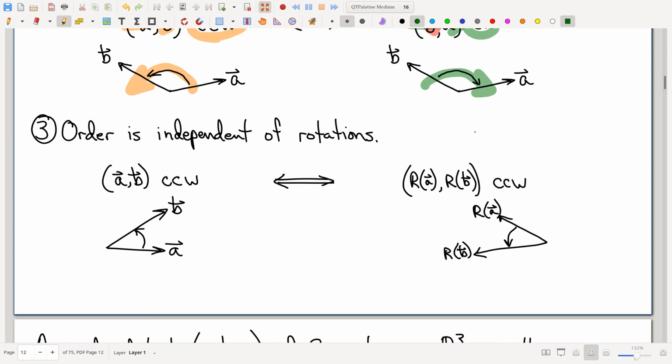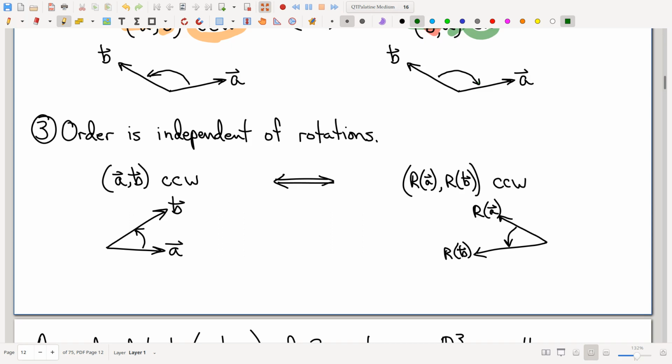And then lastly, I'm going to say independent of rotation. So if you have a pair of vectors A, B, and as I have them drawn there, they're counterclockwise. If I rotate both vectors, I rotate the pair, it's still counterclockwise. So I can take a clock off of the wall, and if I angle the clock, it still goes the same clockwise direction. Nothing really happened.